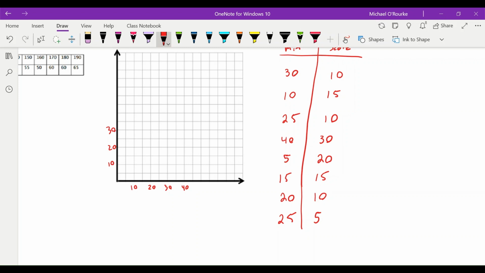Okay, so I'm going to make my scatter plot first. 30 and 10, 10 and 15, 25 and 10, 40 and 30, 5 and 20, 15 and 15, 20 and 10, 25, oops, it's 25 and 5, 25 and 5, there we go.